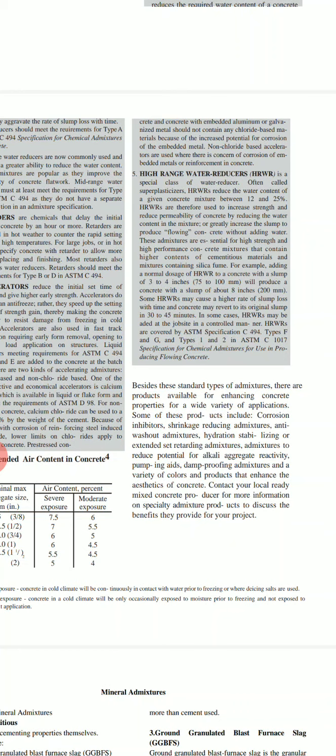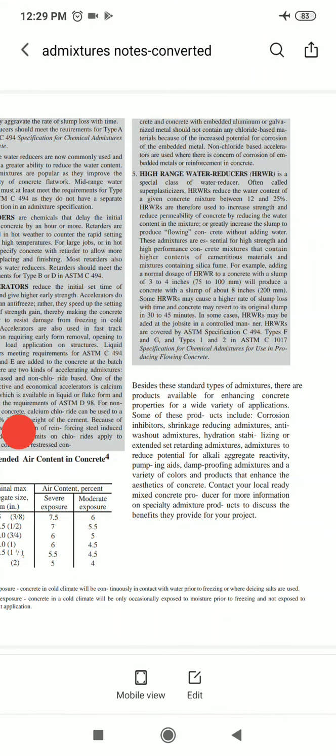Hence, the high range water reducer is used to increase strength and reduce the permeability of concrete by reducing the water content in the mixture, or it greatly increases the slump and produces a flowing concrete without adding water. These admixtures are essential for high strength and high performance concrete that contains a higher content of cementitious material and mixtures containing silica fume.